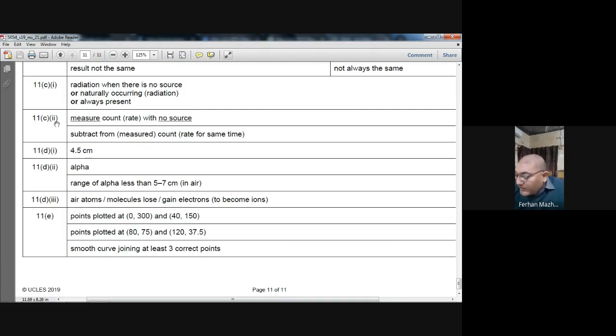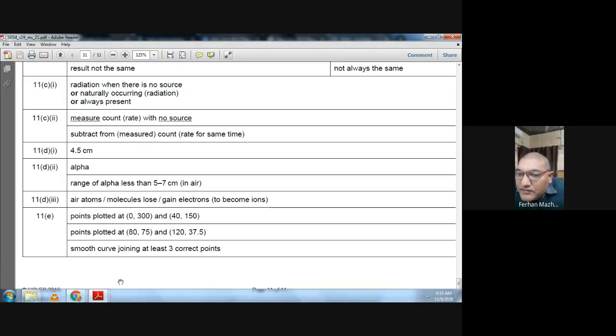Have you written? Yes, sir. So what have you written? Measure count rate without any radioactive source present. Measure the value by placing the source. Subtract the reading without source with the reading when source is placed. Okay, when you say subtract, you don't say with the reading, you say from the reading. Don't say with the reading. From the reading with the source. Otherwise, very good.